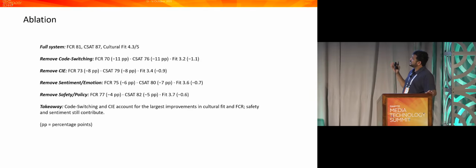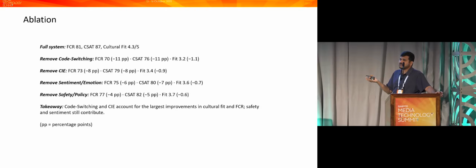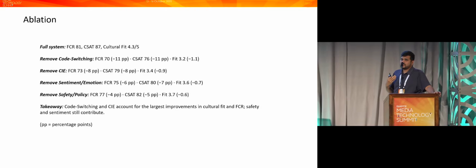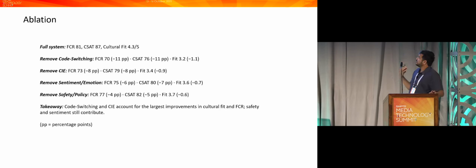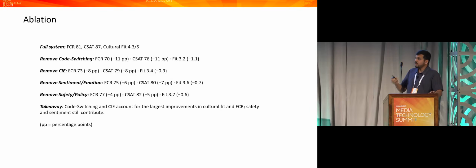The code switching and the CIE, the cultural intelligence, took a big hit because we are removing the human touch out of the chatbot. Customers are clearly called out: they asked for more details, or they're looping around, or they dropped.